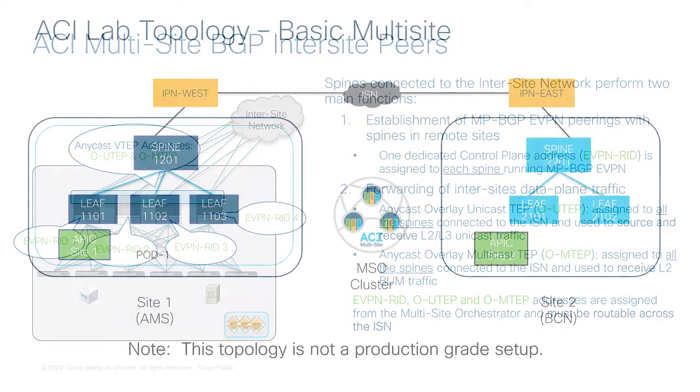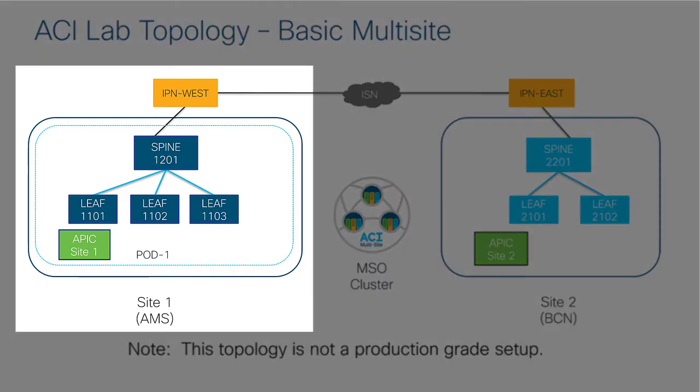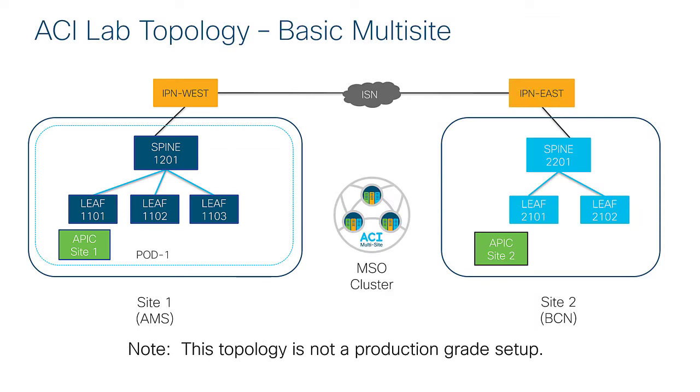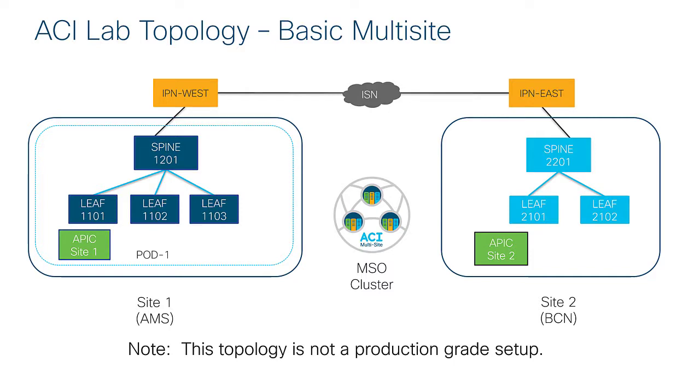With that being said, I just want to remind you of the topology that I have set up in my lab that I'll be using for this demo. If we look on the left, we have site number 1, which is represented by AMS or Amsterdam. It will have a single spine, a number of leaves, and a single APIC. That spine is connected to a device that I have named IPN-West. This will be my inter-site network routable device here. If we look on the right, we have site 2, which is represented by Barcelona, which has its own spine and pair of leaves and its own independent APIC managing that site. I've already pre-installed the MSO cluster in the middle.